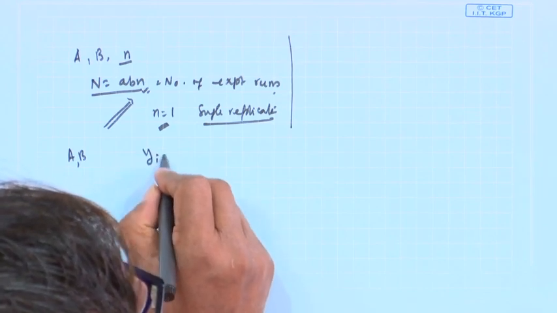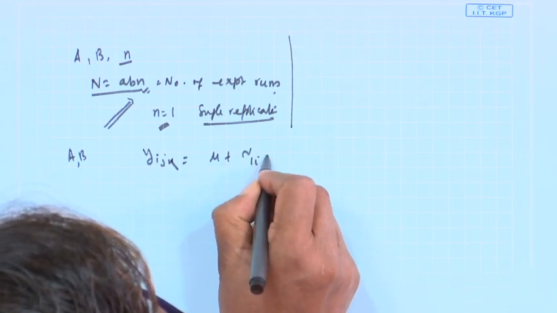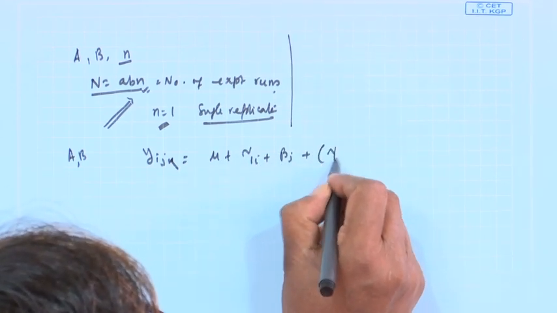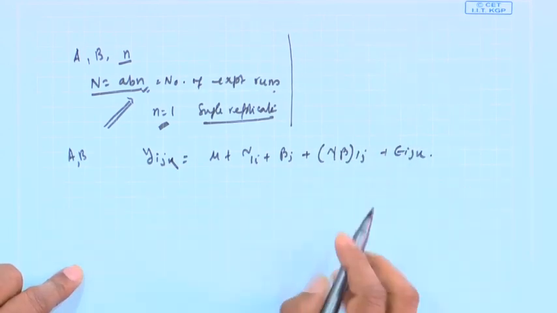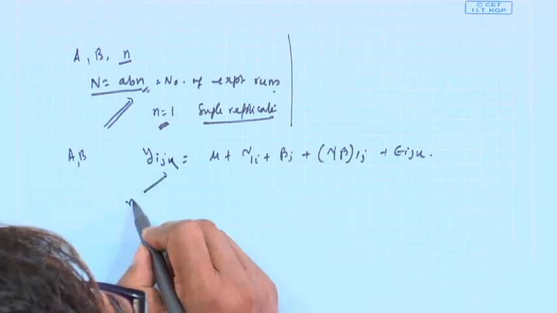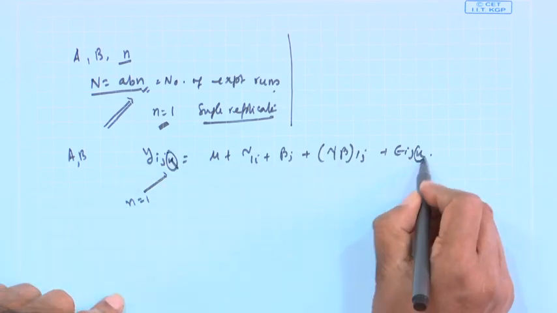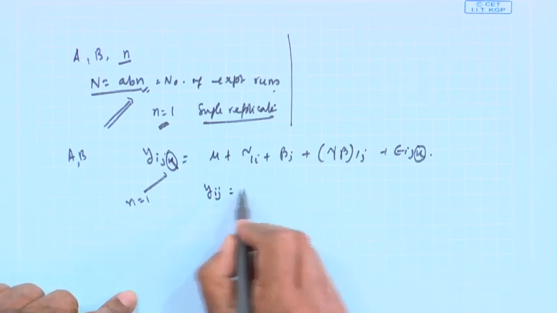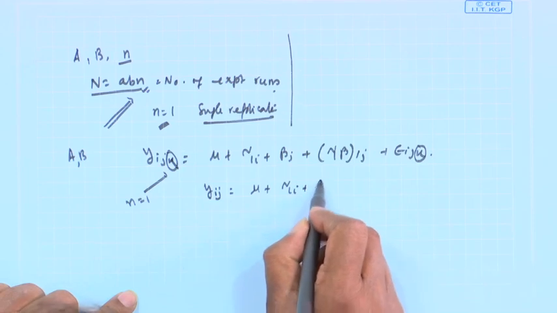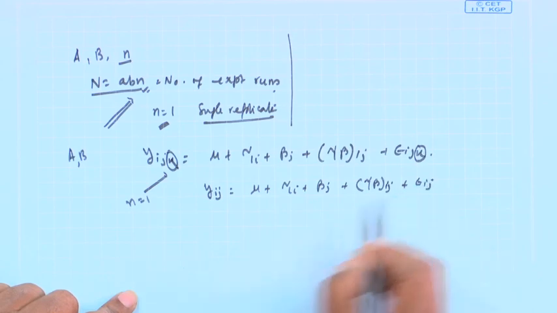Let me repeat this. Full factorial design with two factors A and B, we use y_ijk equal to mu plus tau_i plus beta_j plus tau beta_ij plus epsilon_ijk. Now, k stands for replications. If n equal to 1, we do not require this term. So our observation y_ij will be mu plus tau_i plus beta_j plus tau beta_ij plus epsilon_ij.